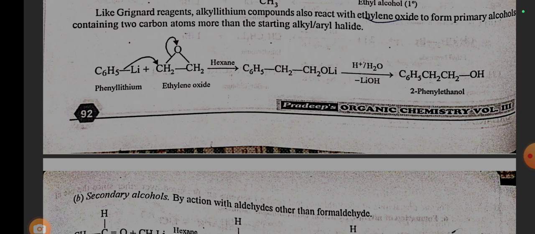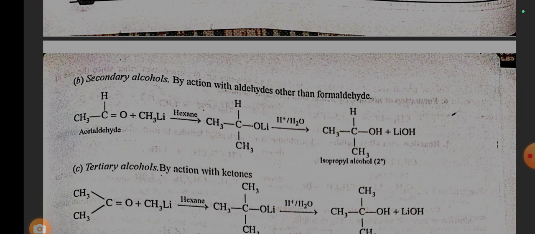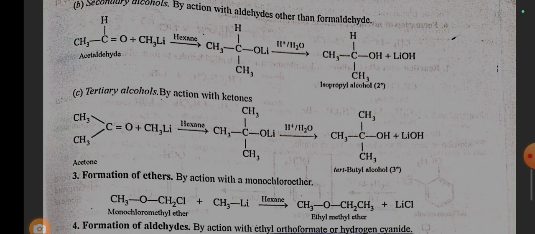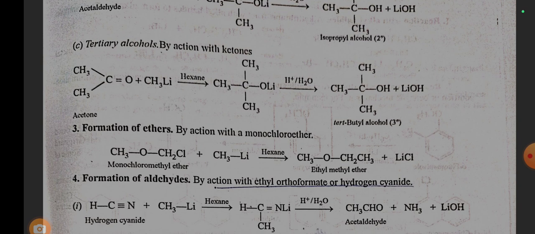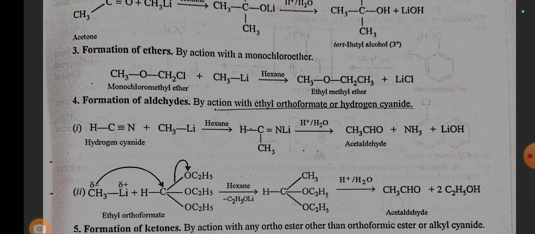Phenyl lithium plus ethylene oxide gives C6H5CH2CH2OLi, which on hydrolysis gives 2-phenyl ethanol. B. Secondary alcohols by reaction with aldehydes other than formaldehyde. Acetaldehyde plus CH3Li in presence of hexane gives CH3CH(CH3)OLi, which on hydrolysis gives isopropyl alcohol plus LiOH. C. Tertiary alcohols by action with ketones. Acetone plus CH3Li in hexane gives (CH3)3COLi, which on hydrolysis gives tert-butyl alcohol plus LiOH.